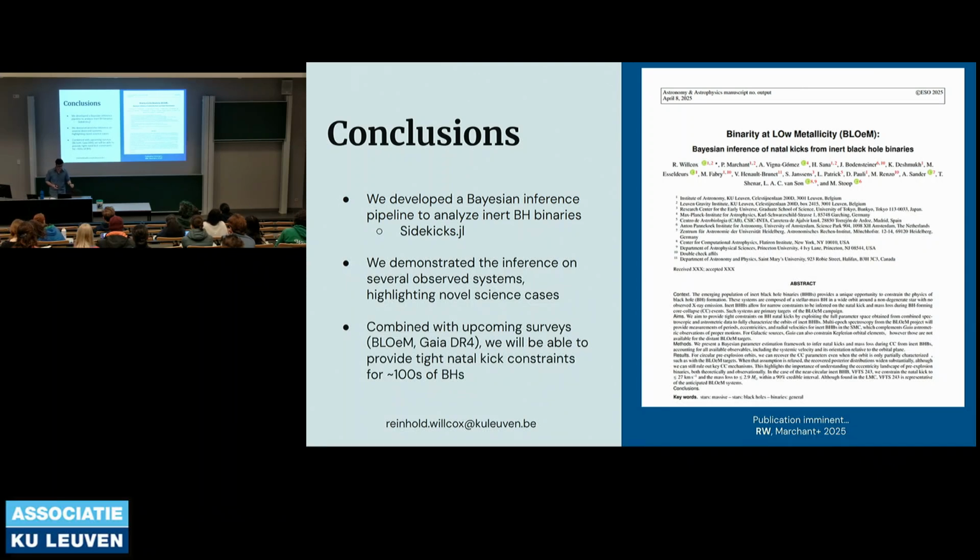And then combined with upcoming surveys, both Bloom and Gaia DR4, we expect to provide tight natal kick and mass loss constraints for on the order of hundreds of black holes, which means we get a really nice population level constraint. This progenitor gives you this kick and this mass loss, to really get some nice constraints on black hole kicks, which will mean a lot better precision on predictions for black holes in binaries and in isolation.